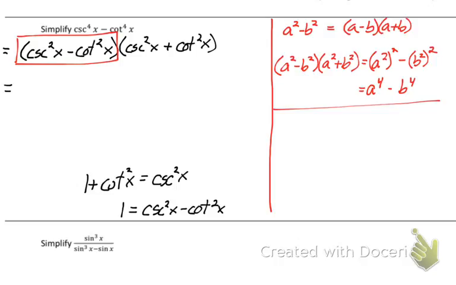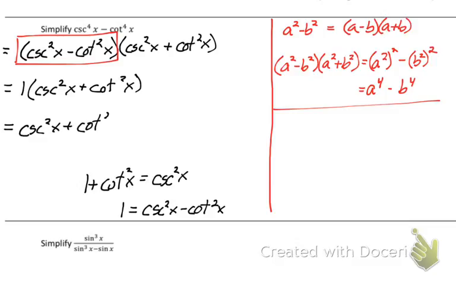So that's just going to be 1 times whatever we have. I'll write it all out, cosecant squared x plus cotangent squared x, so it doesn't look like it just disappeared, and that's just going to equal cosecant squared x plus cotangent squared x. And you are actually done there.